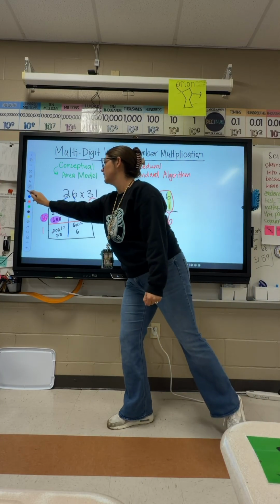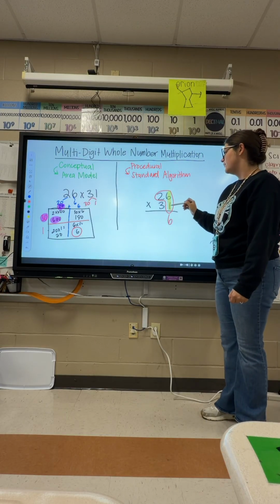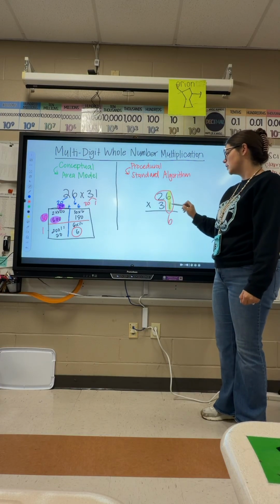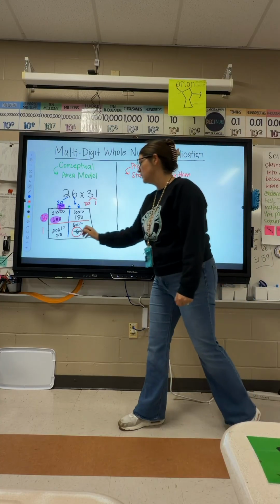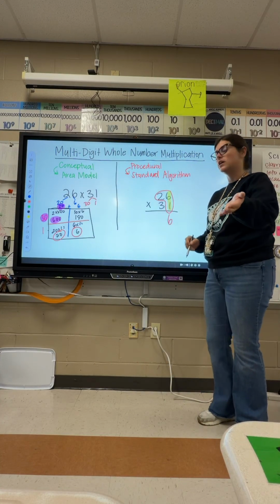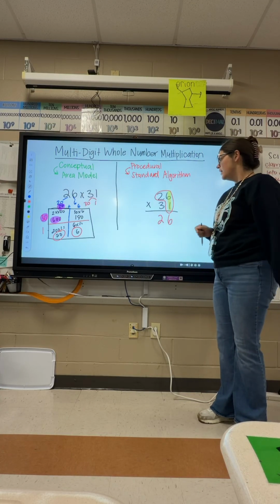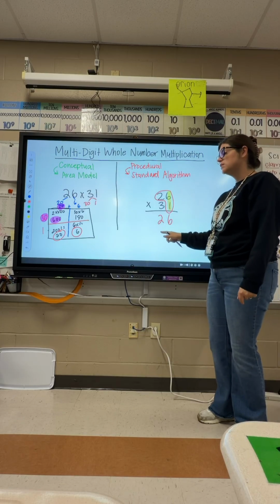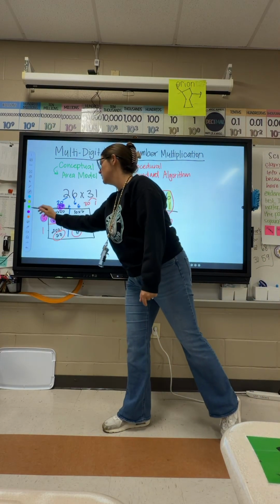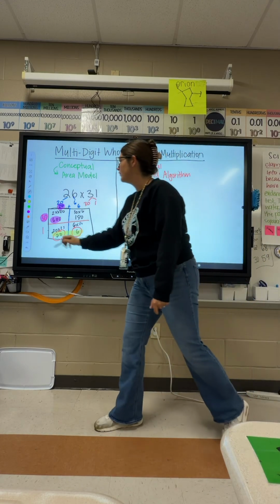You can also connect that this is found in our area model. The next thing I have is my 1 times 2 10s. That is also found in my area model. That is 20, or 2 10s, which is why the 2 goes in the 10s column. And so my first partial product here is 26, which also matches this row here in my area model. I'm going to finish this off.